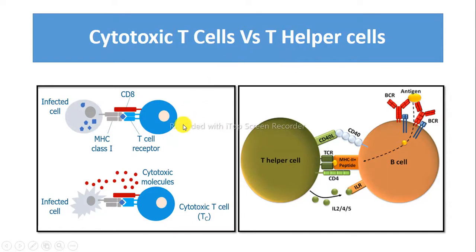So these are the differences between cytotoxic and T helper cells in terms of their surface receptors, their function, their recognition by major histocompatibility complex, which type of cells they kill, and by what mechanism they kill.